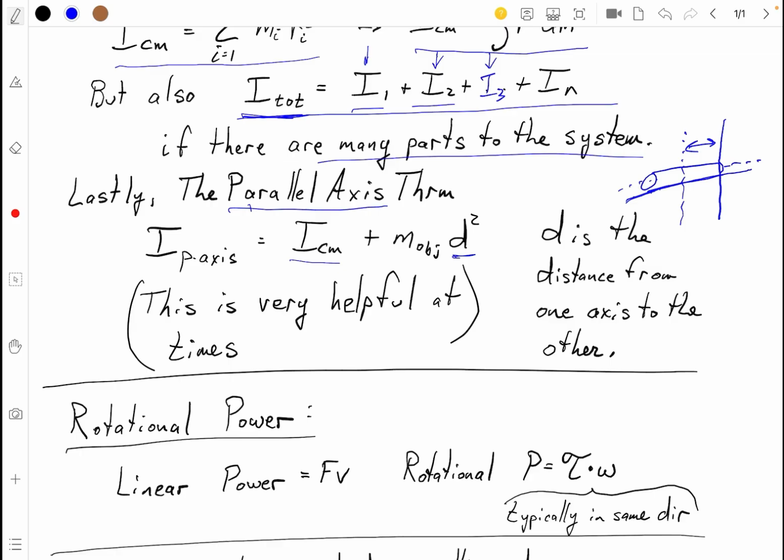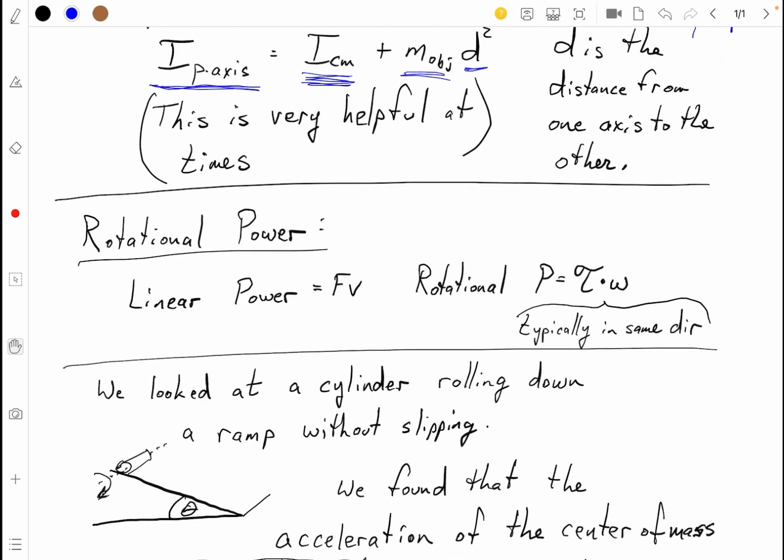And then you find the distance between those two things, right? There's our distance between them. And you've got your moment of inertia for the center of mass. You take your mass of the object and you multiply it by the distance squared. You add those two things together, and that is your new parallel axis moment of inertia. Okay, I think you guys get that pretty well, so let's move on.